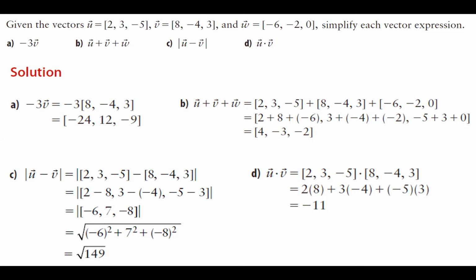Okay, question C. We want to find the magnitude of u minus v. So first, let's find u minus v, the new vector, which is (-6, 7, -8). The magnitude of this vector is the square root of (-6) squared plus 7 squared plus (-8) squared, which is the square root of 149. Okay, last one, the dot product of u and v. This is given by 2 times 8 plus 3 times -4 plus -5 times 3, which is -11.